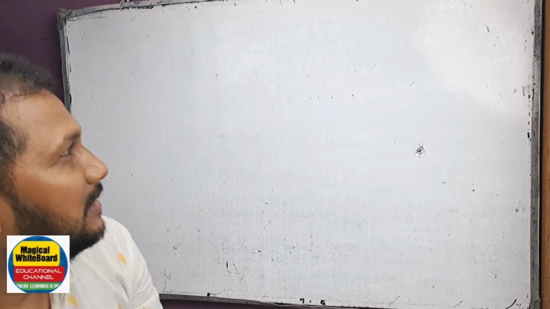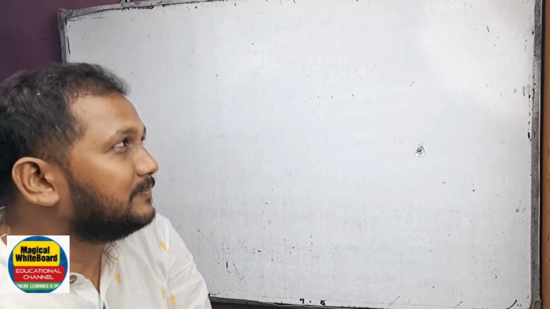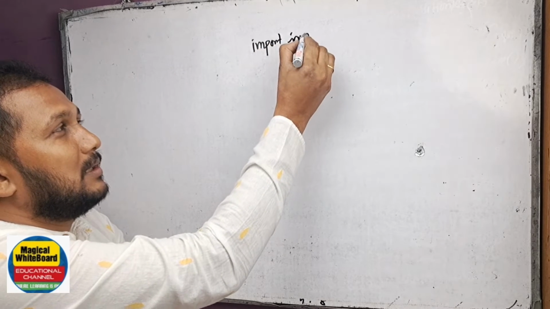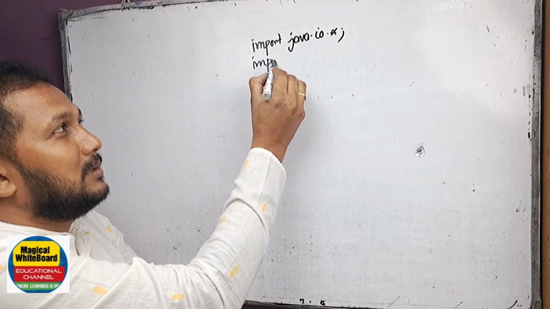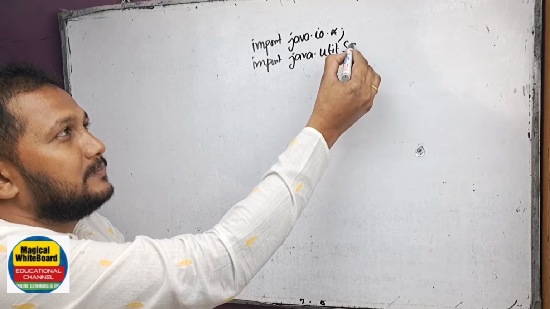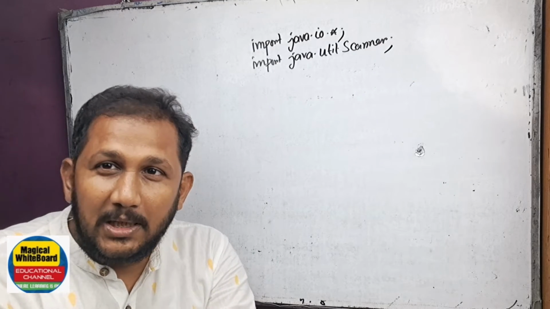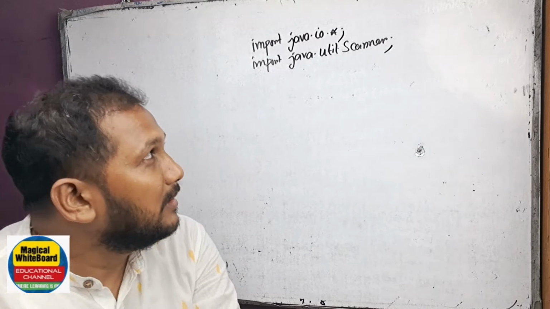Let us consider the example of constructor. Suppose I want to add two numbers with the help of constructor. Import java.io.*. Next, import java.util.Scanner. These are the packages that are imported from the Java compiler to our program so that we can use the features within the packages.